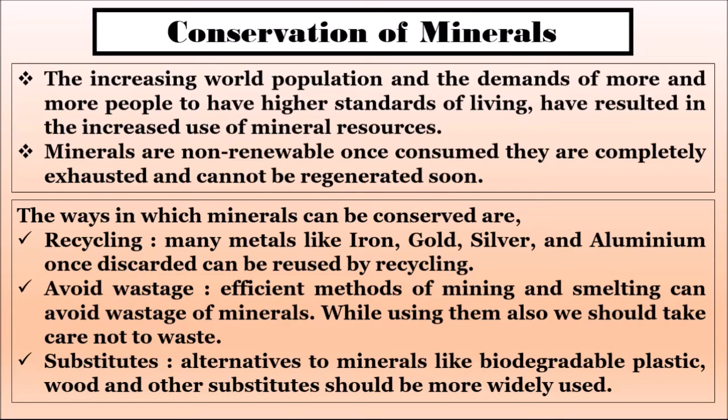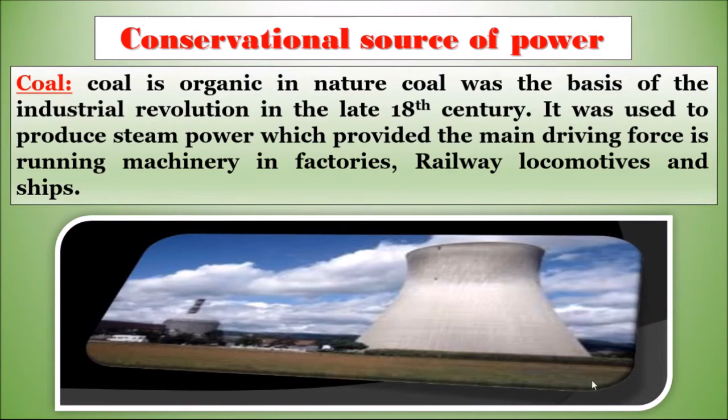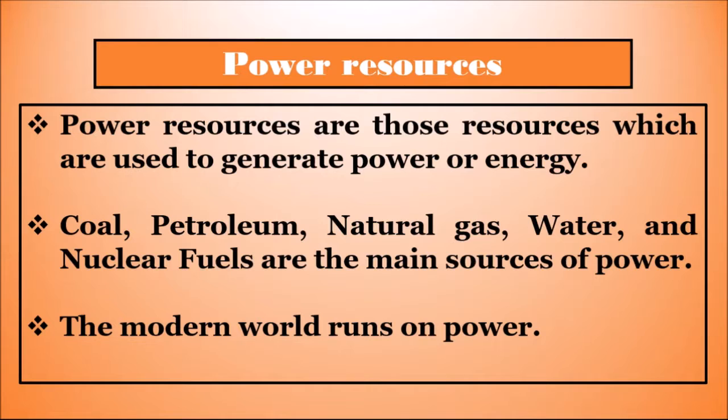Okay, next let us talk about the power resources. Conventional source of power. Coal. Coal is organic in nature. Coal was the basis of the Industrial Revolution in the late 18th century. It was used to produce steam power, which provided the main driving force in running machinery in factories, railway locomotives, and ships. Now you can see the powerhouse picture, children.